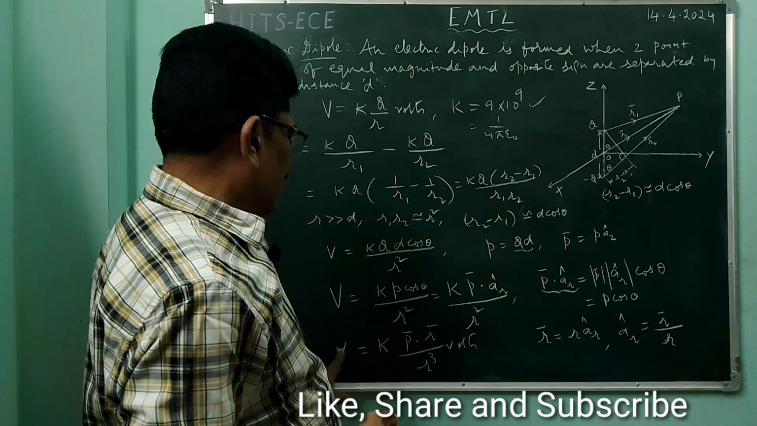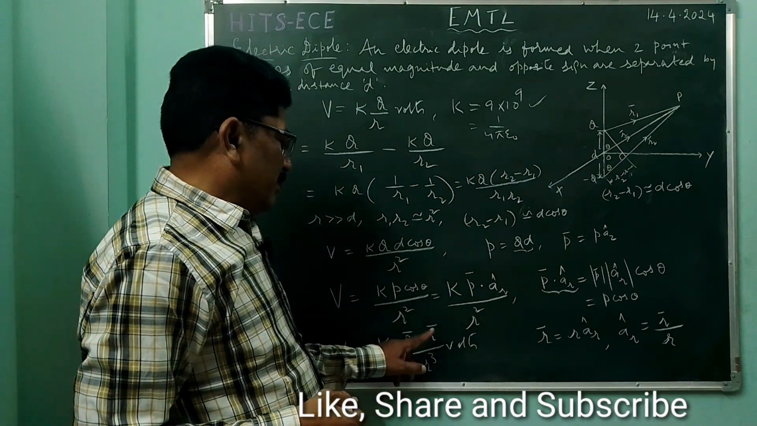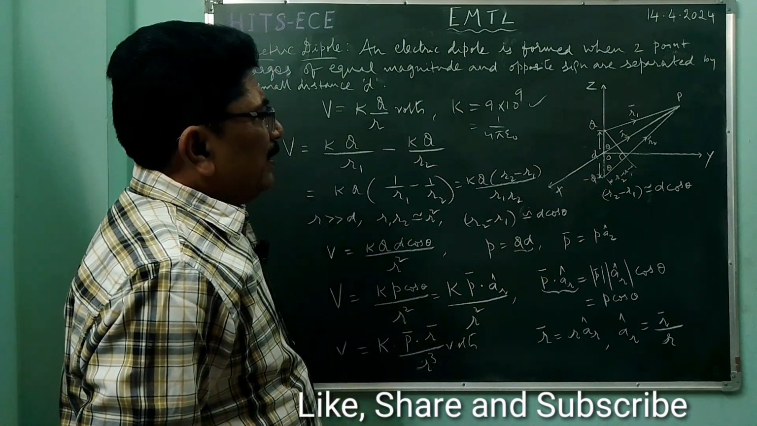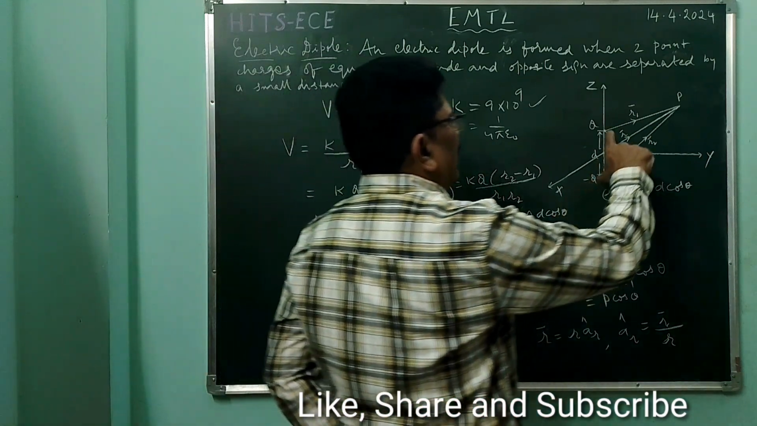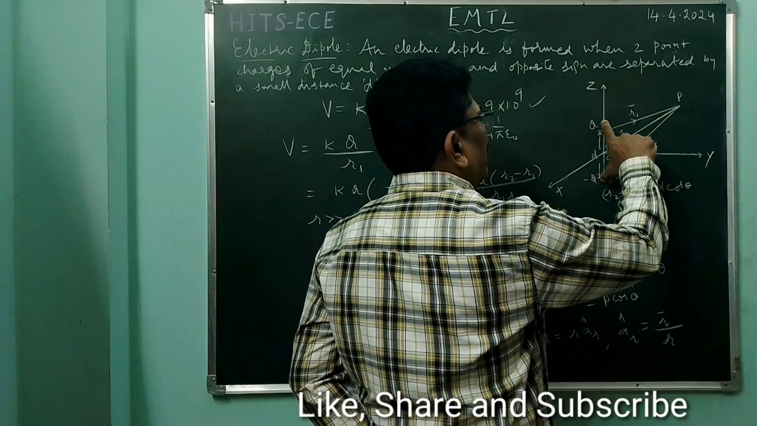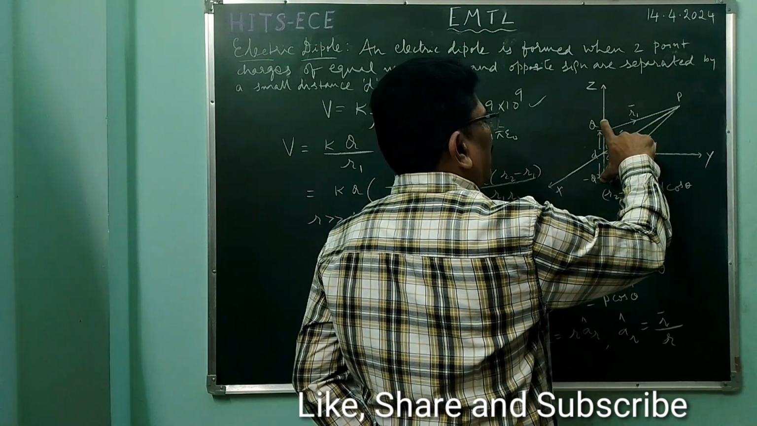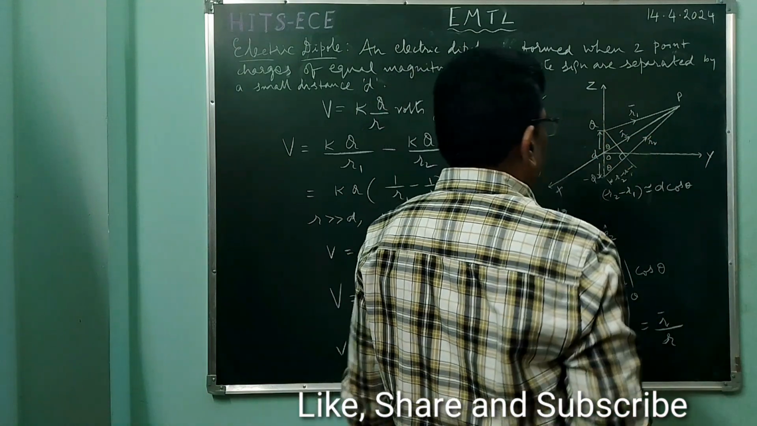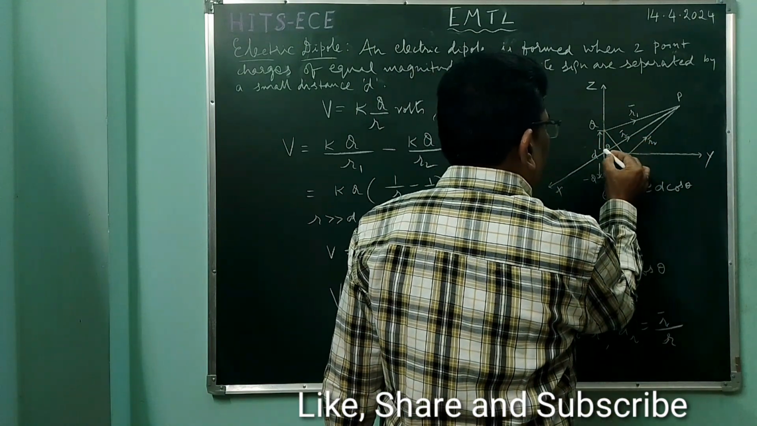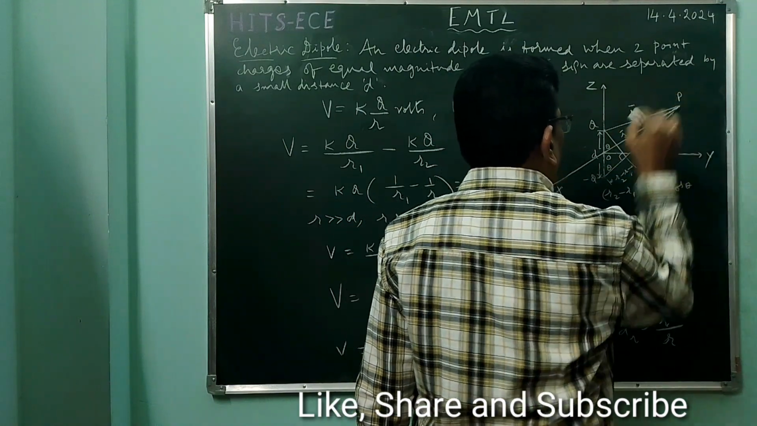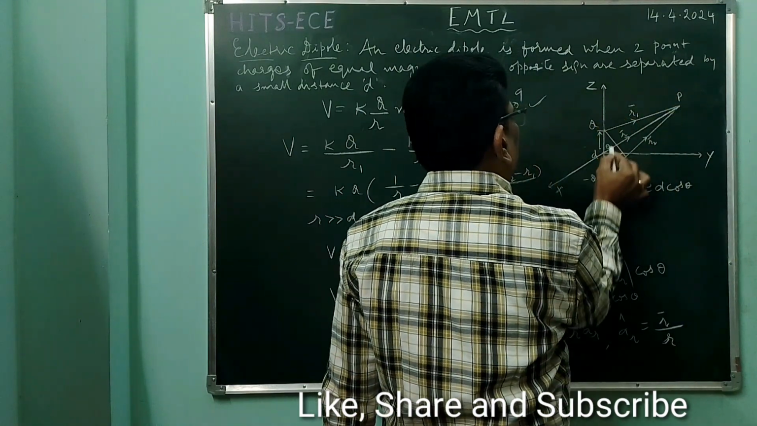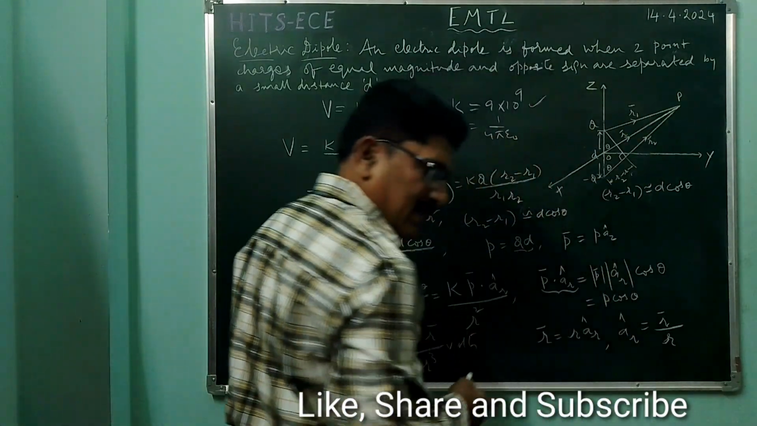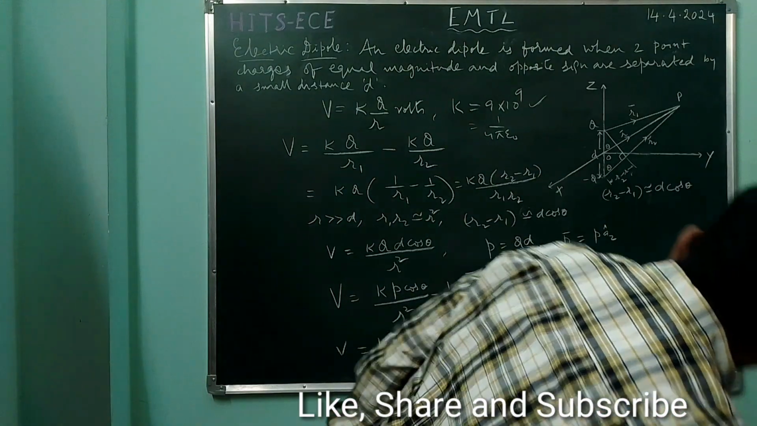This is the formula: V is equal to K into P bar dot R bar by R cube volts. If this dipole center is not coinciding with the origin, then let us find out now. R is the distance between the center of the dipole and the given point. Now we are moving this center in the upward direction, let us say. Then we will see what we will get.